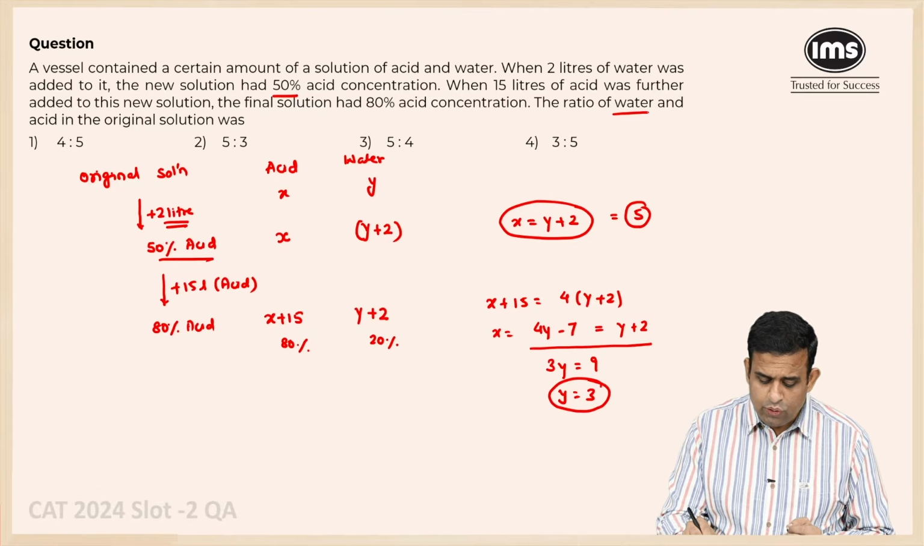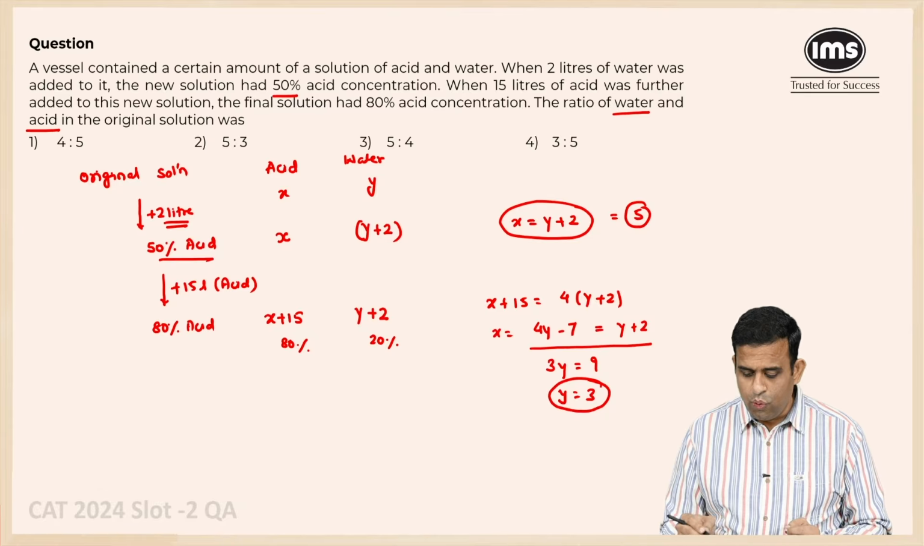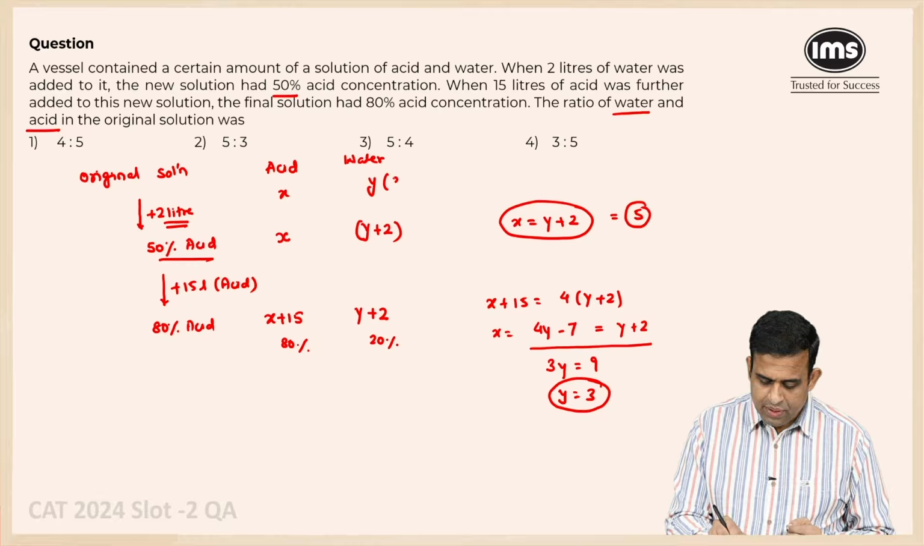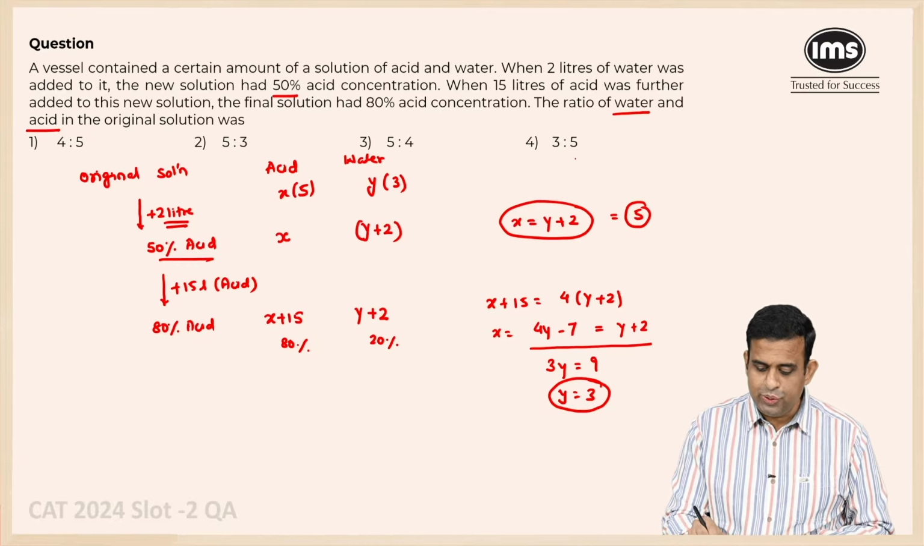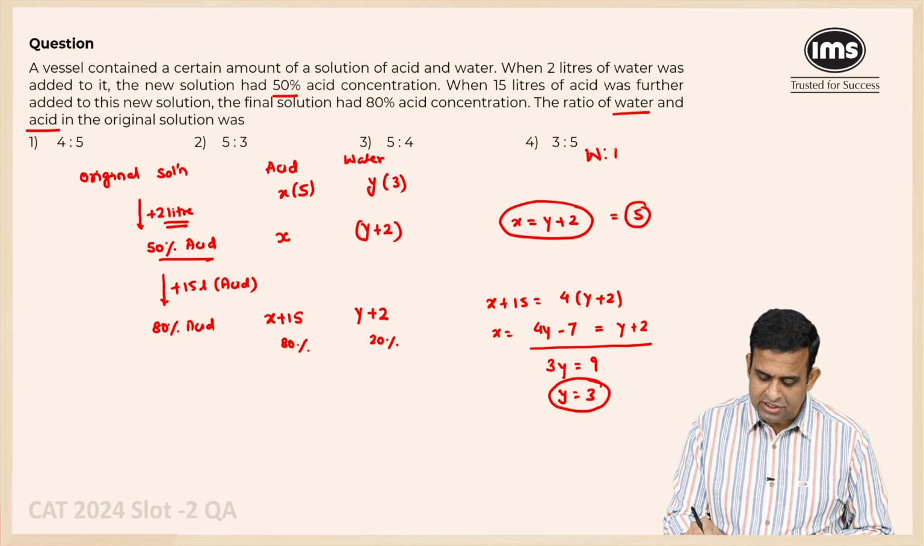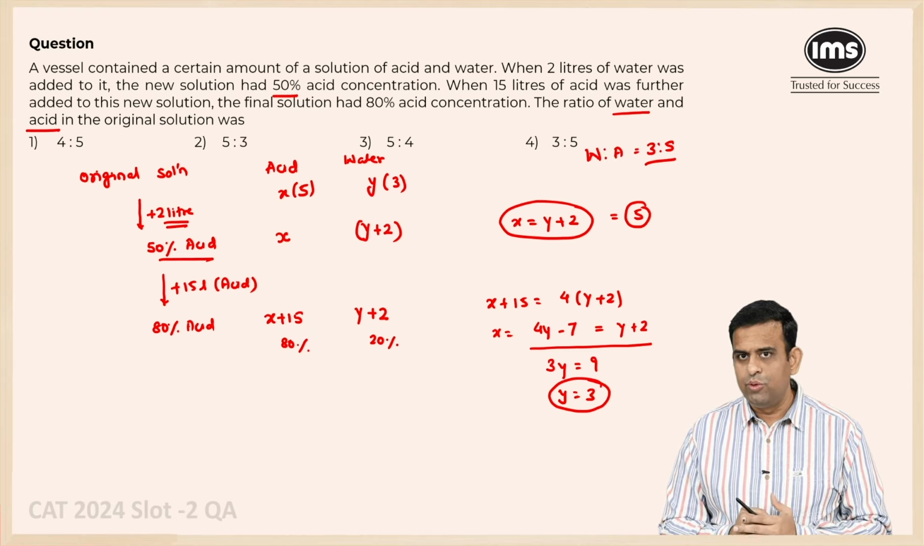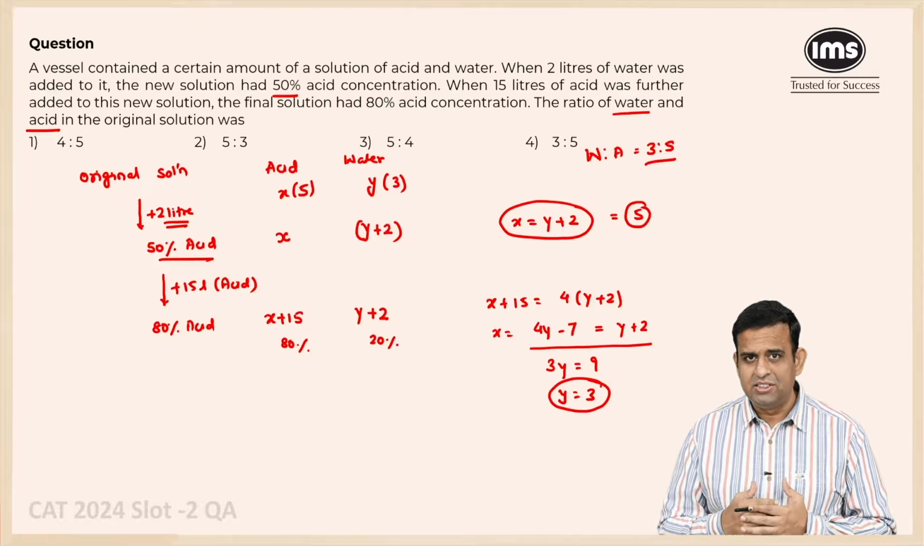They want the ratio of water and acid. So water is 3, acid is 5. So they want the ratio of water is to acid. So water is to acid is going to be 3 is to 5. So the answer will be option number 4 and not option number 3, as the same mistake I made.